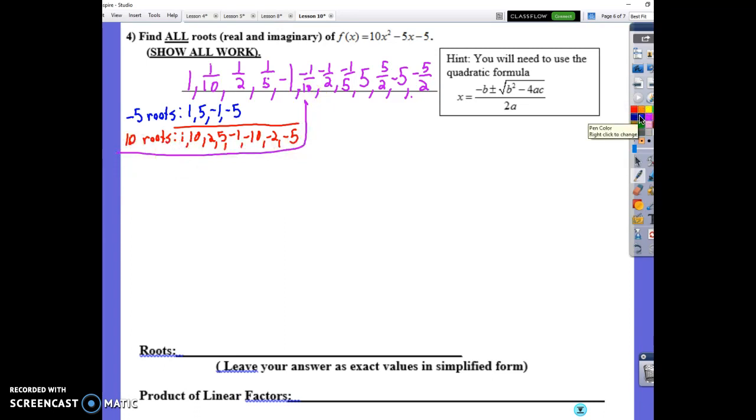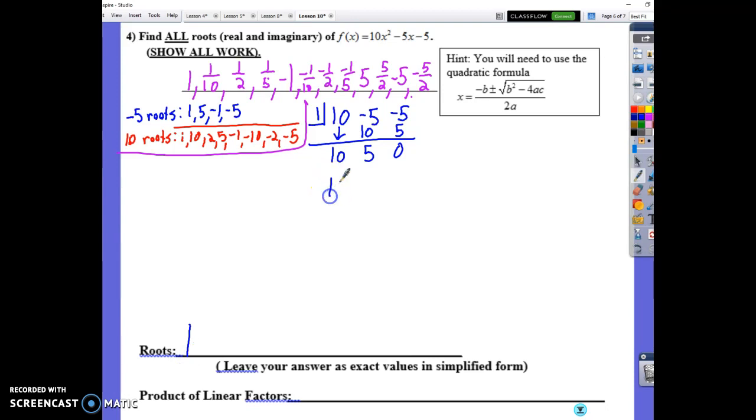So let's start with 1. Let's see if that works. So we've got 10x squared minus 5x minus 5. Bring down that 10. Multiply by 1 is 10. Add is 5. Multiply by 1 is 5. That comes up to 0. Nice. So that means one of our roots is going to be positive 1. So that was nice. Got it on the first guess.